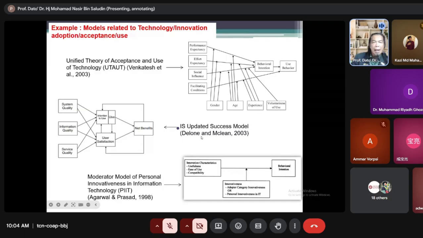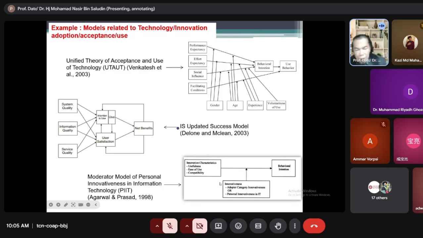And then if using IS, the information system update success model, DeLone and McLean, that is the system quality, information quality, service quality. They can go to both intention to use, the use, user satisfaction, and then go at the end to the dependent variable, net benefit. For the moderator model of personal innovativeness in information technology, PIIT, by Agarwal and Prasad.